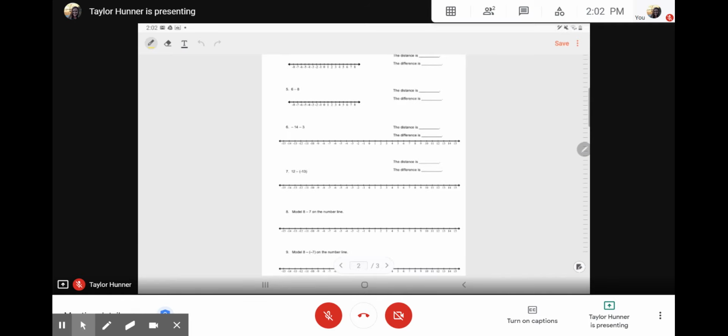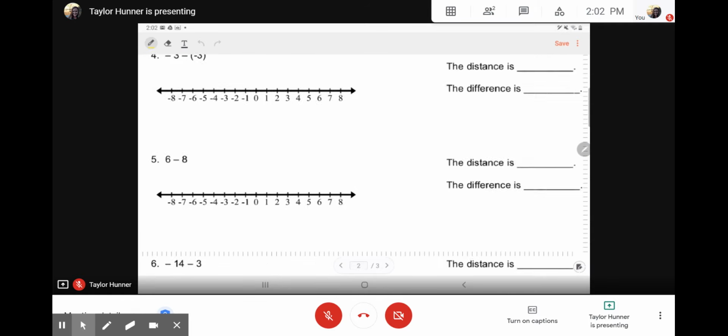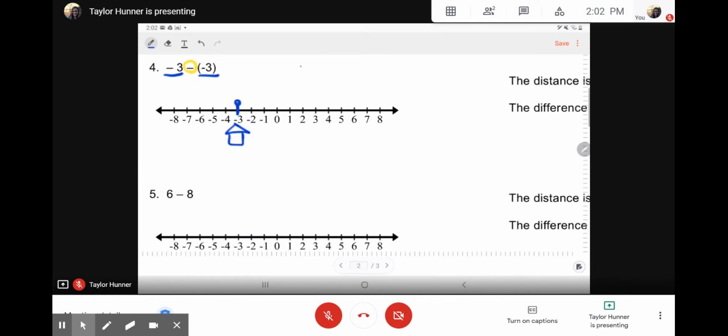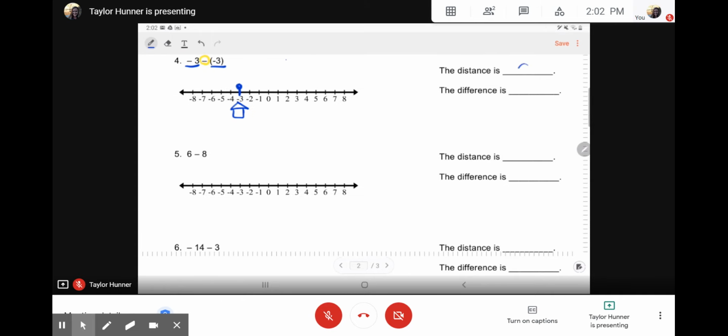And see if I can get this first problem up. There we go. So this first one says -3 minus -3. Well, I'm going to circle my operation. And don't forget to circle the operation so that we don't get confused here. My first number here is this -3. So this is my home. Oh wait, my second number is also -3. So I still end up there, which means that my distance is 0 and my difference is 0.